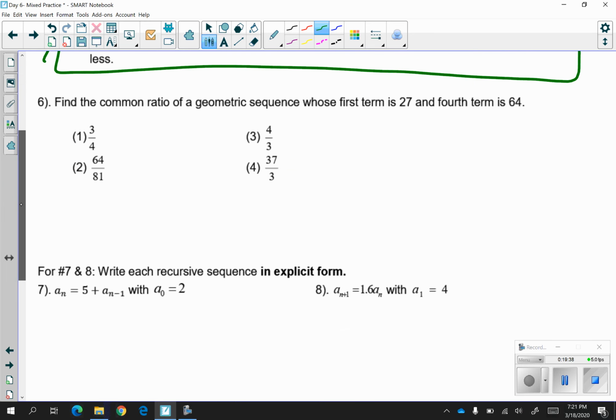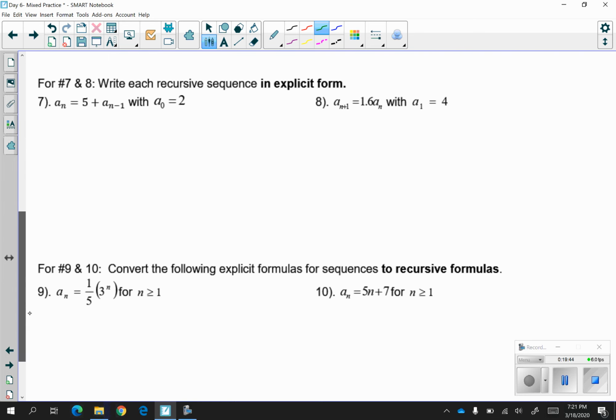Six is very similar to the last video. If you're having trouble with it, check it out. Now, we're going to try one of both. So we're going to work on 8, and we're going to work on 10.